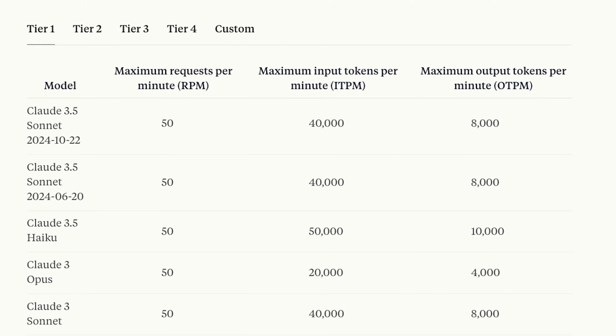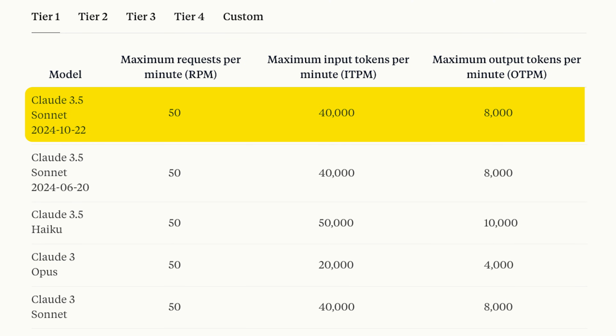Now, just to give you an idea of what this looks like, even the newest version of it, the one that came out in October, you can send up to 50 requests per minute, and you can send up to 40,000 tokens per minute as well. You can even have up to 8,000 output tokens per minute. Now, I know that sounds like a lot of numbers that I just threw out at you, but in layman's terms, you can send a lot of stuff. And this is especially true if you're just one person.